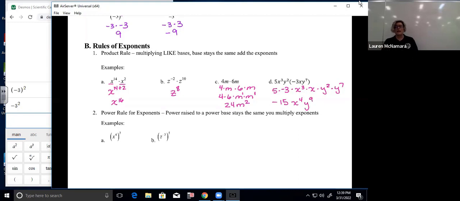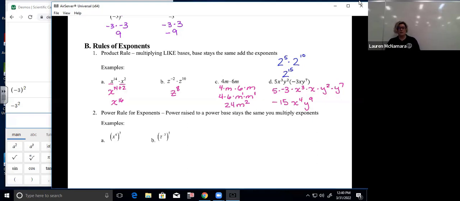Now, a question that a lot of times does trip up students is when I have numbers instead. So let's say I have something like 2 to the 5th times 2 to the 10th. Remember that your base stays the same. So my base is still 2, and I add my exponent, which is 15. So I just kind of wanted to throw that extra little example in there.